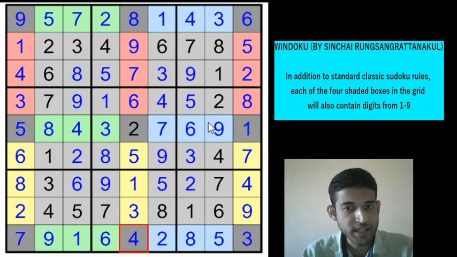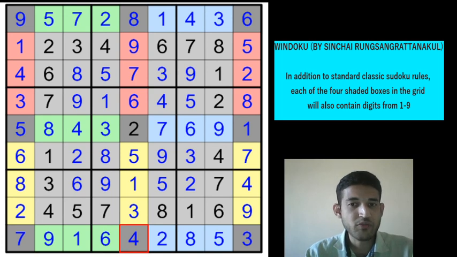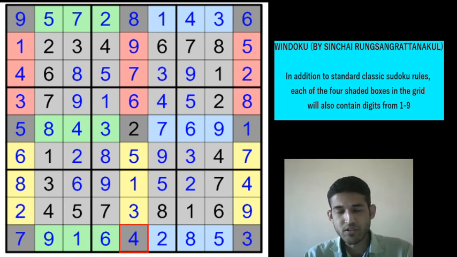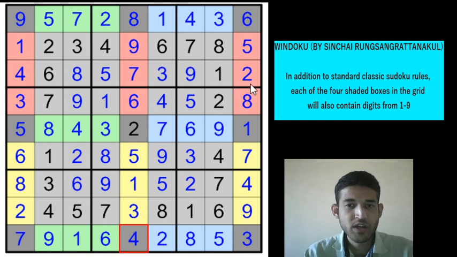So the green cells and the blue cells will also contain 1 to 9, and the remaining set of 9 cells will also contain 1 to 9 to make exactly 9 sets of digits 1 to 9. So this is applicable in any window quiz, and you can go ahead and use this trick to solve it.